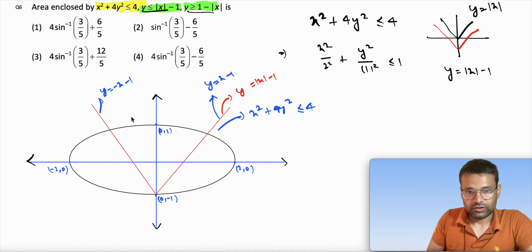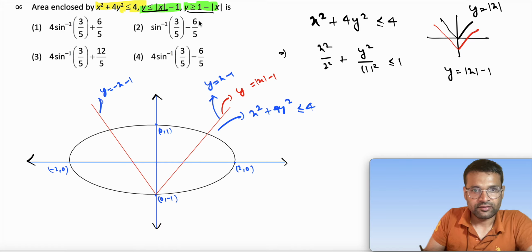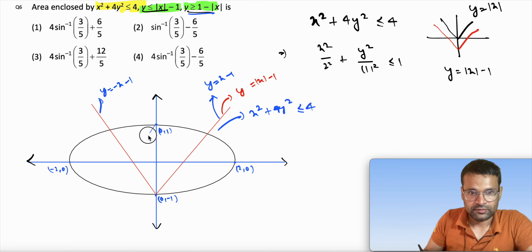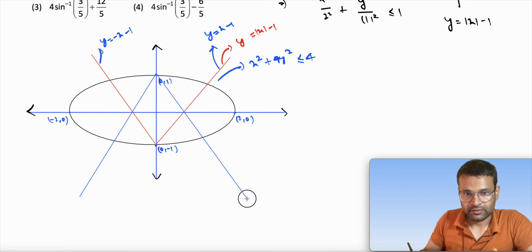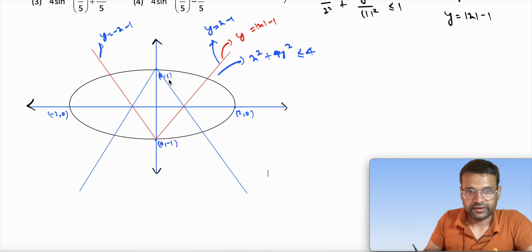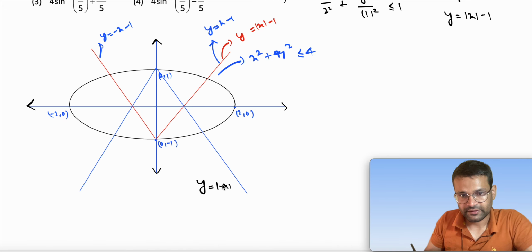Okay, now similarly you do with this one, you shifted 1 unit upper side. Okay, now this is the graph of what? This is the graph of y = 1 - |x|.